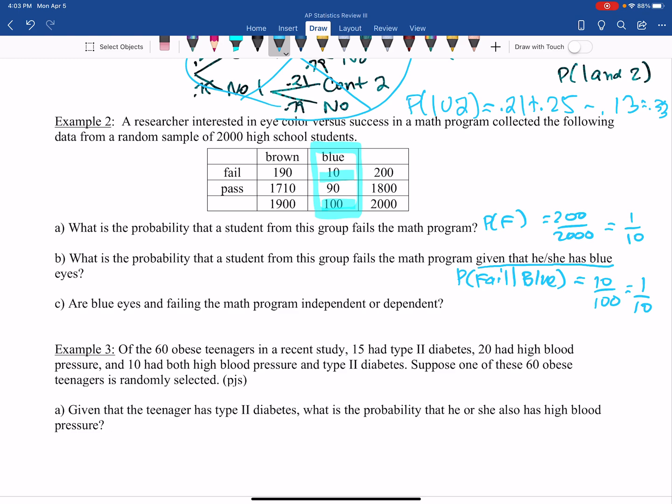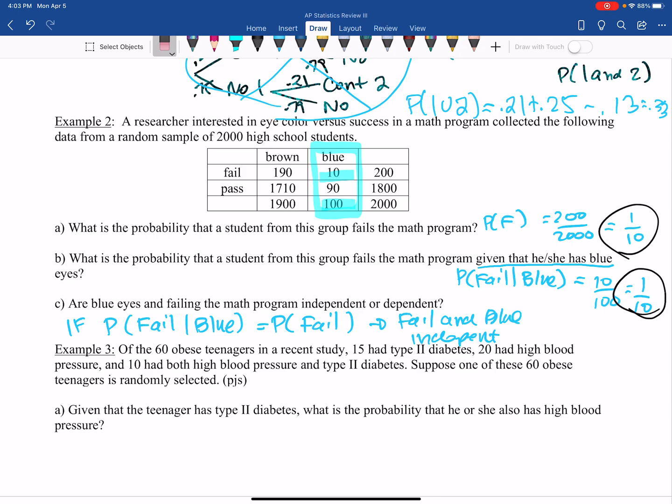Are blue eyes and failing the math program independent or dependent? Well, this is how I'd write it out: if the probability of fail given blue is equal to the probability of fail, then fail and blue would be independent. And lo and behold, yes, they are. 1/10, 1/10, yay. So yes, 1/10 equals 1/10, so they are independent.